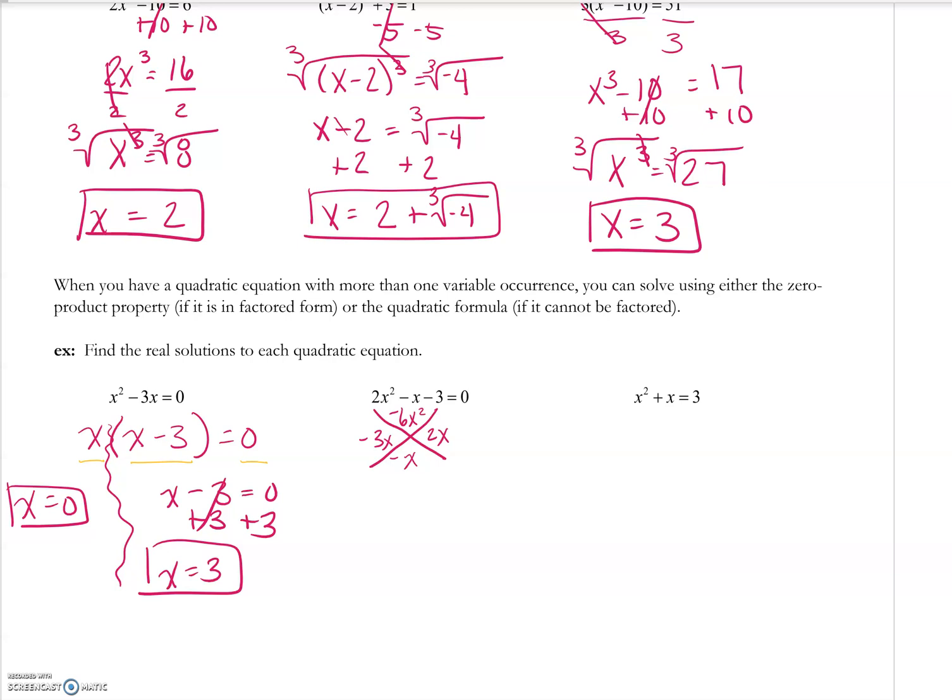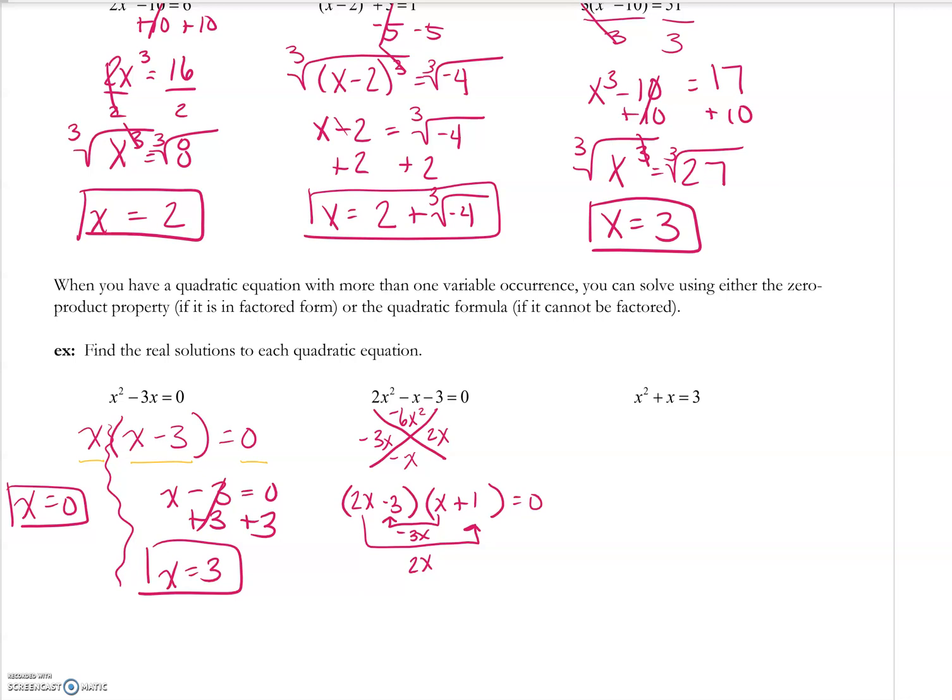I want you to go ahead and pause your video now and see if you can continue to factor this. I'll factor using the think about it method, and then you can restart the video and check your work. So whether you factored by grouping or just thought about what your factors would look like, you should have gotten 2x minus 3 times x plus 1 equals 0.